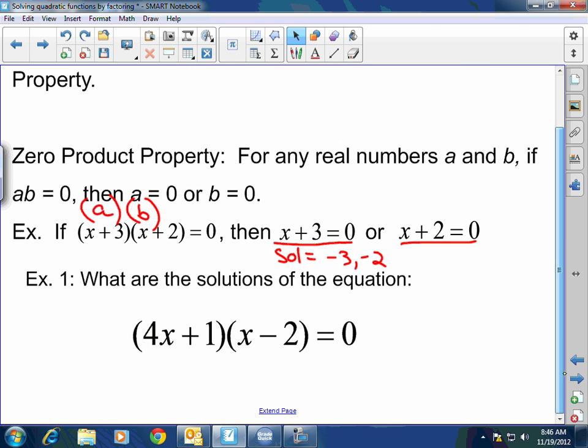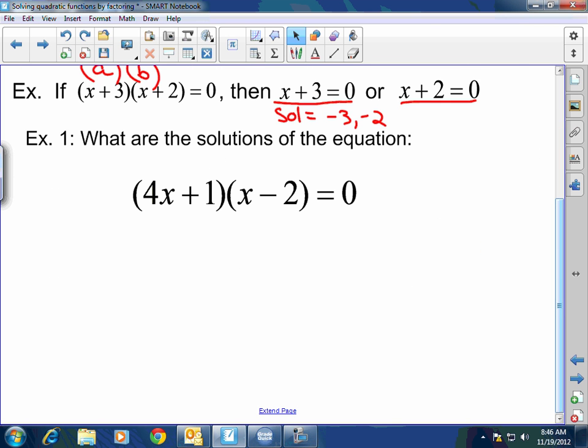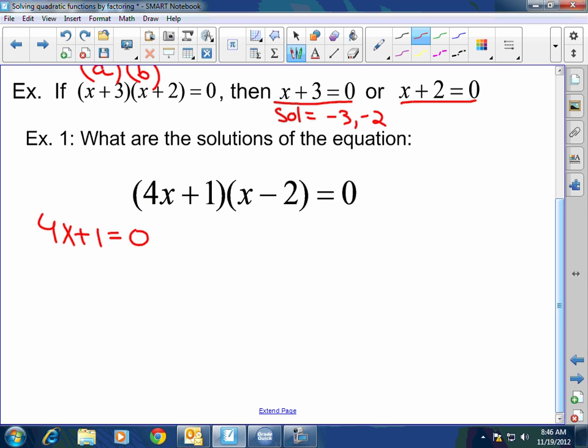So in this case, it is Mickey Mouse. Well, I know that (4x + 1)(x - 2) = 0. So that means I have a product of a times b, which equals 0. So I'm going to take 4x + 1 and set that equal to 0, and I'm going to take x - 2 and set it equal to 0. So x will equal -1/4 or +2.